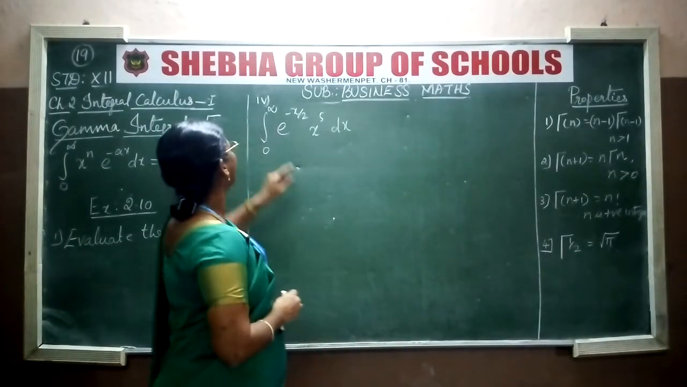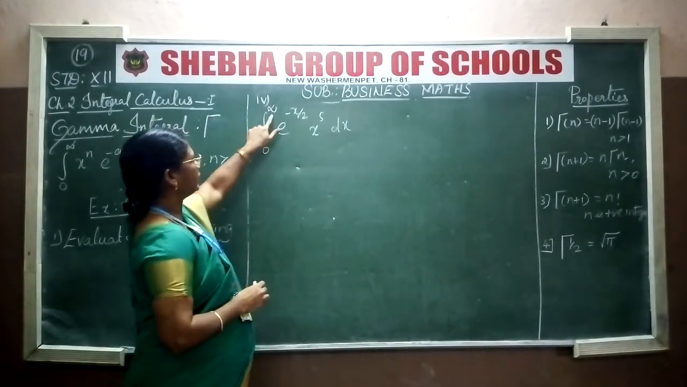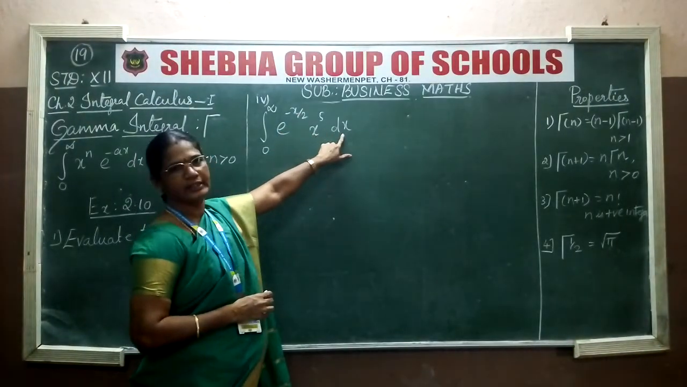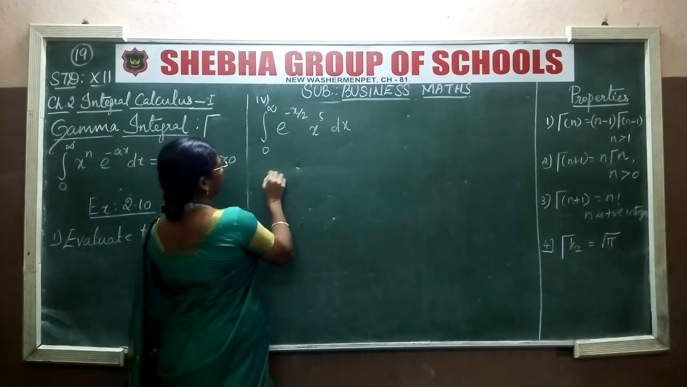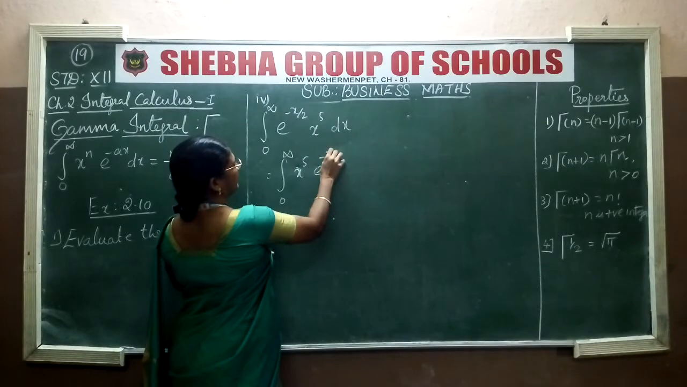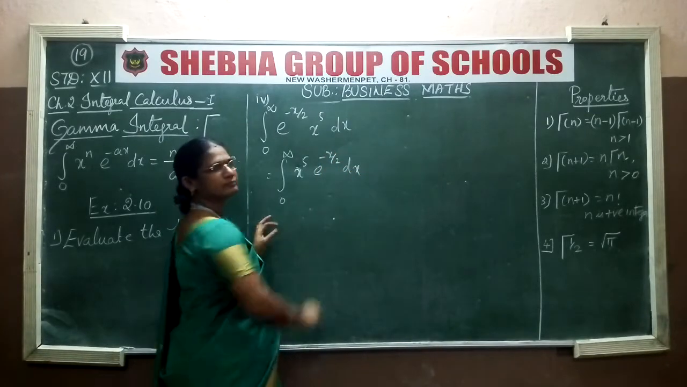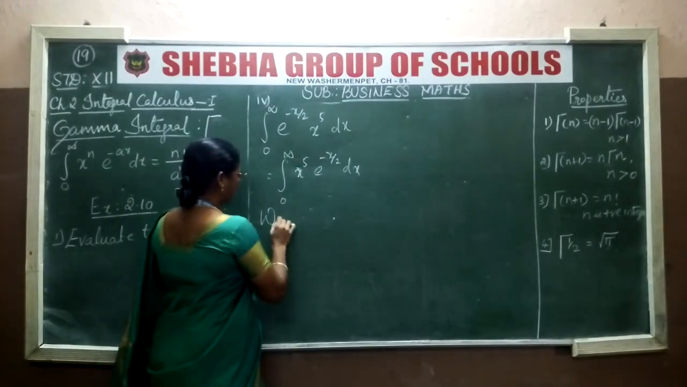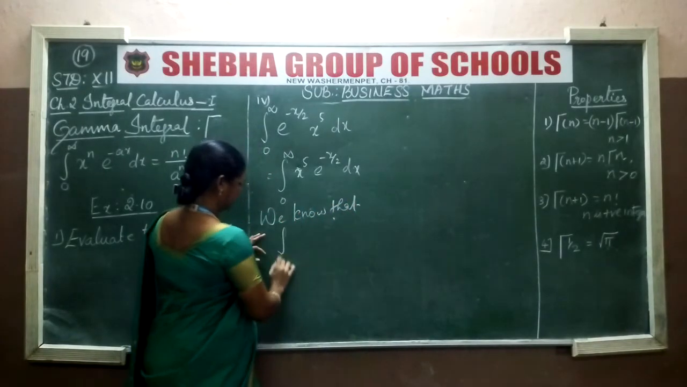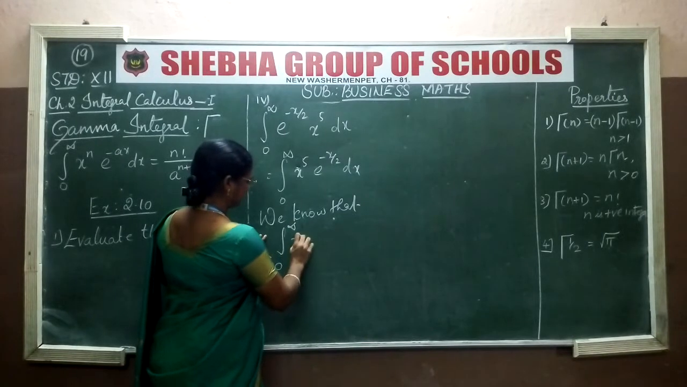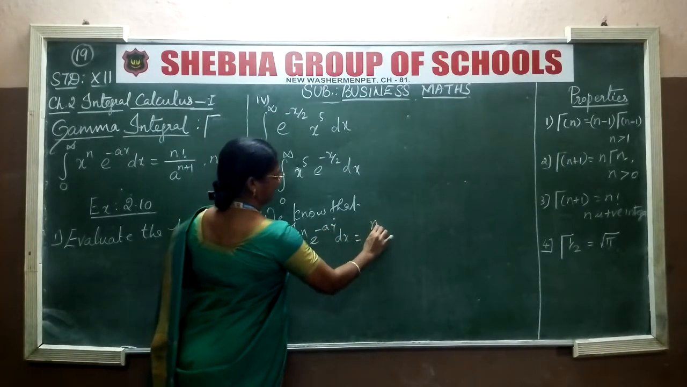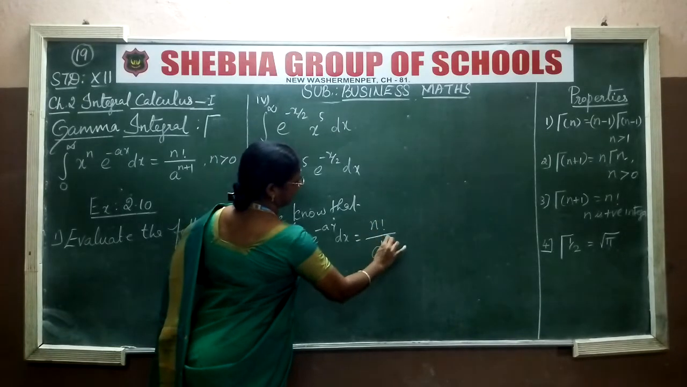Next we see the fourth one. Integral 0 to infinity e power minus x by 2 into x power 5 into dx. First write the x power term: 0 to infinity x power 5 e power minus x by 2 into dx. And then write the formula one time. The formula is integral 0 to infinity x power n e power minus ax into dx equal to what? n factorial by a power n plus 1.